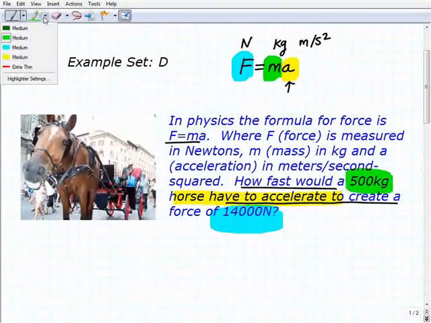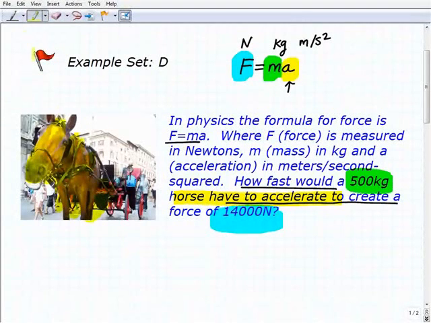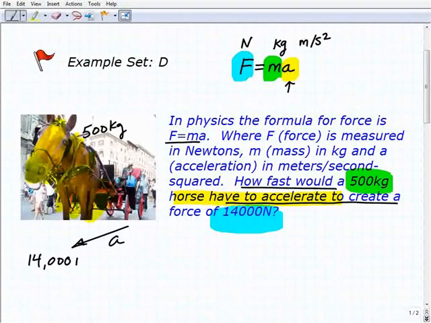So we look at our horse here. It looks like it's having a tough day, and I think all of us would if we had to drag somebody around the city. So our horse is, once again, 500 kilograms, and we want this horse to take off at some sort of acceleration to be able to create 14,000 newtons worth of force. So let's go and plug this information in, then we'll solve for acceleration.